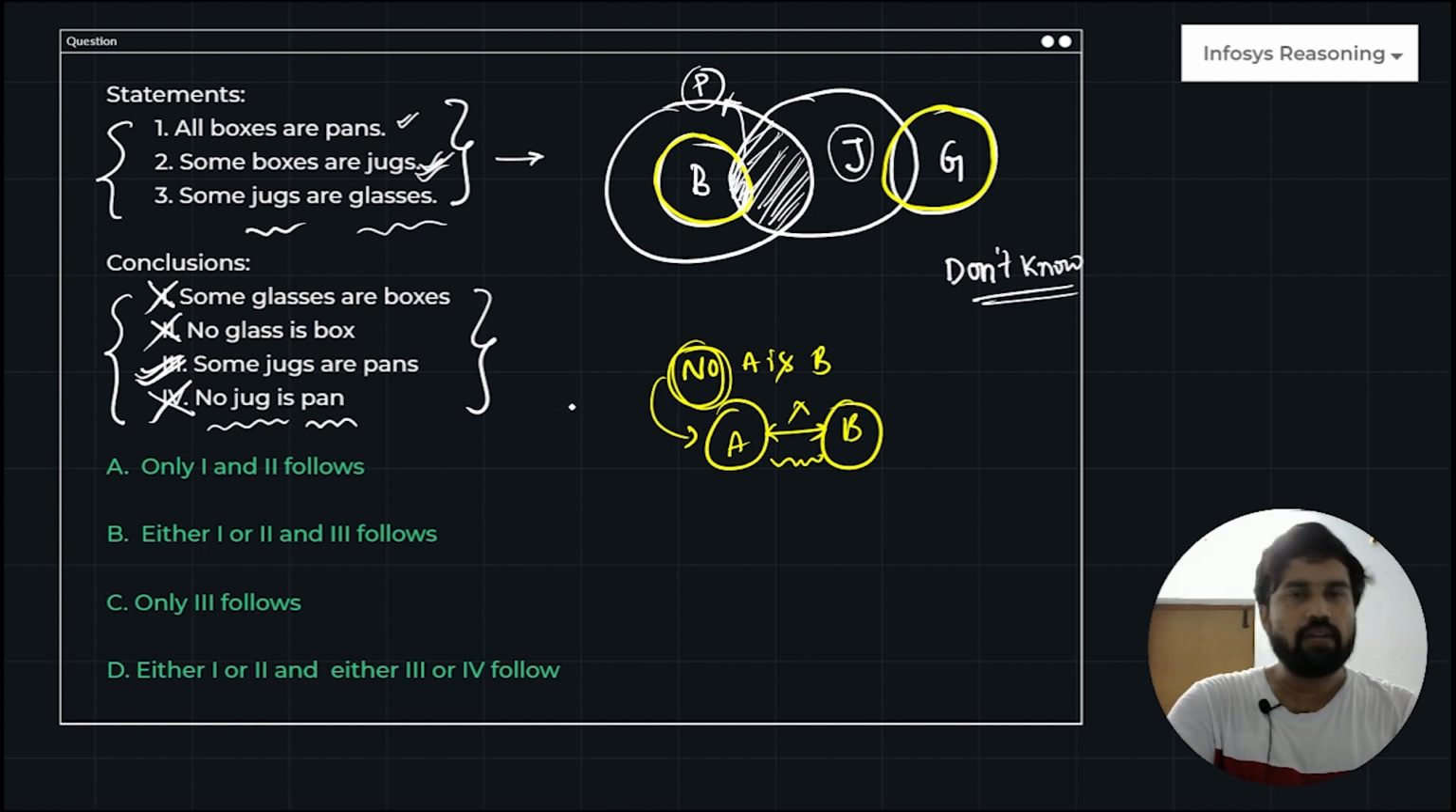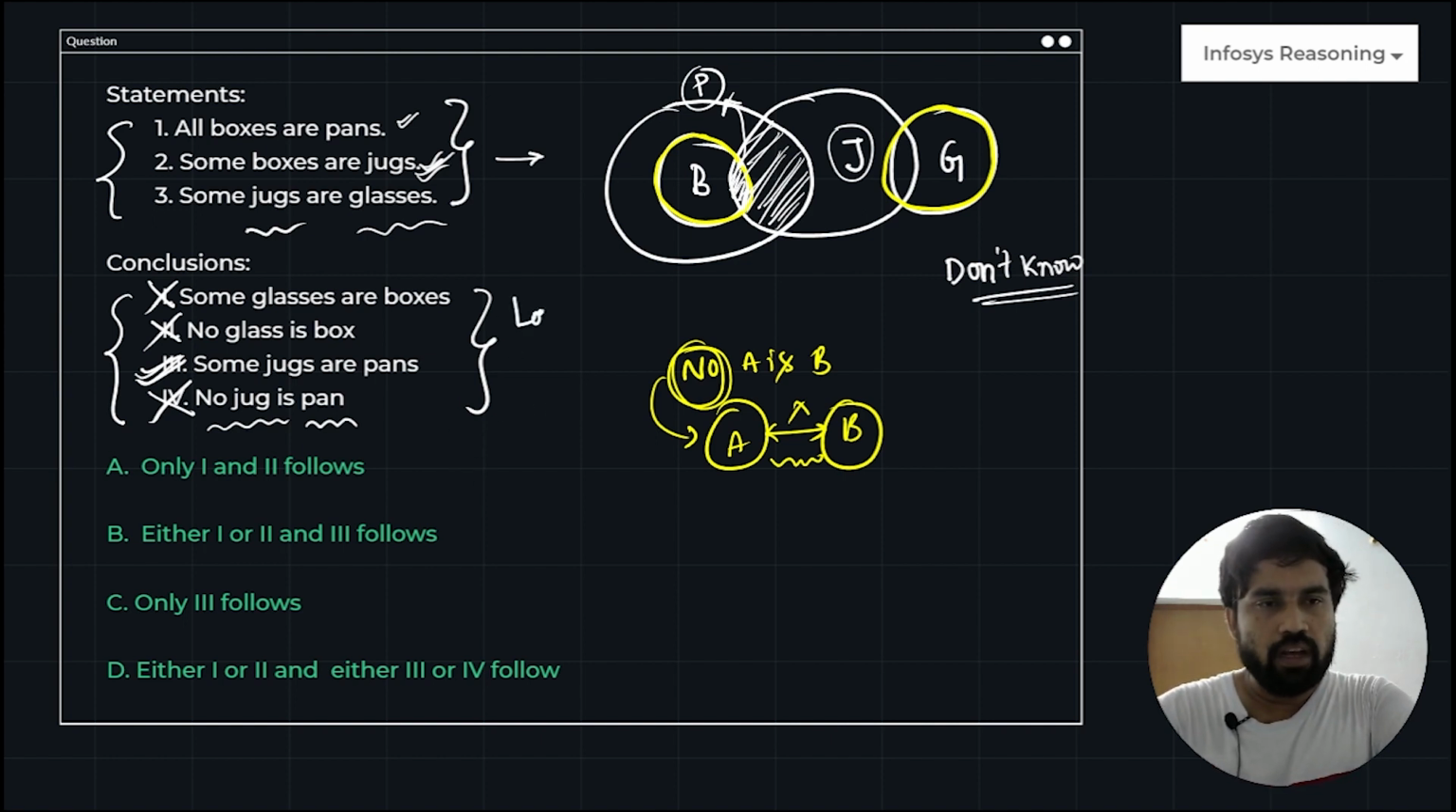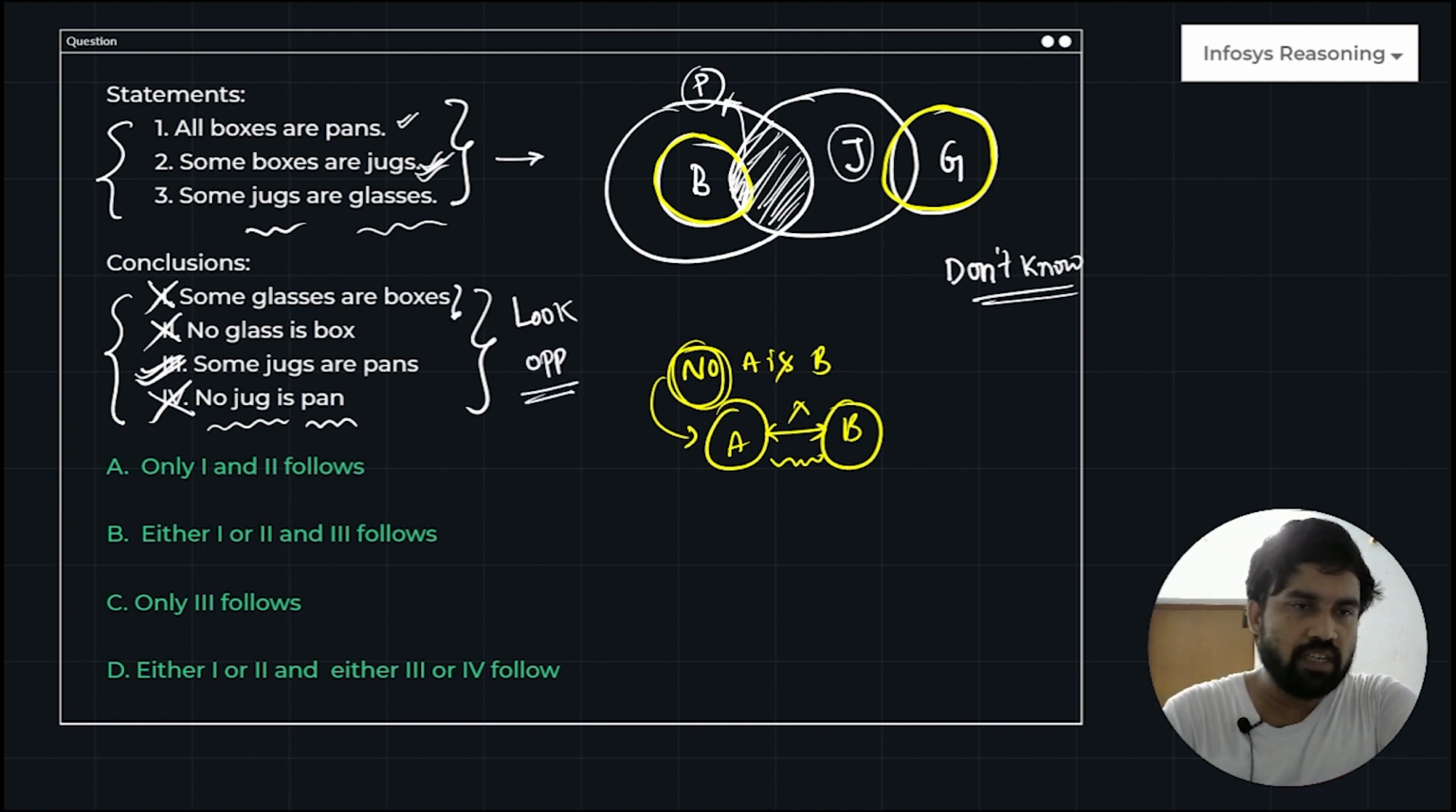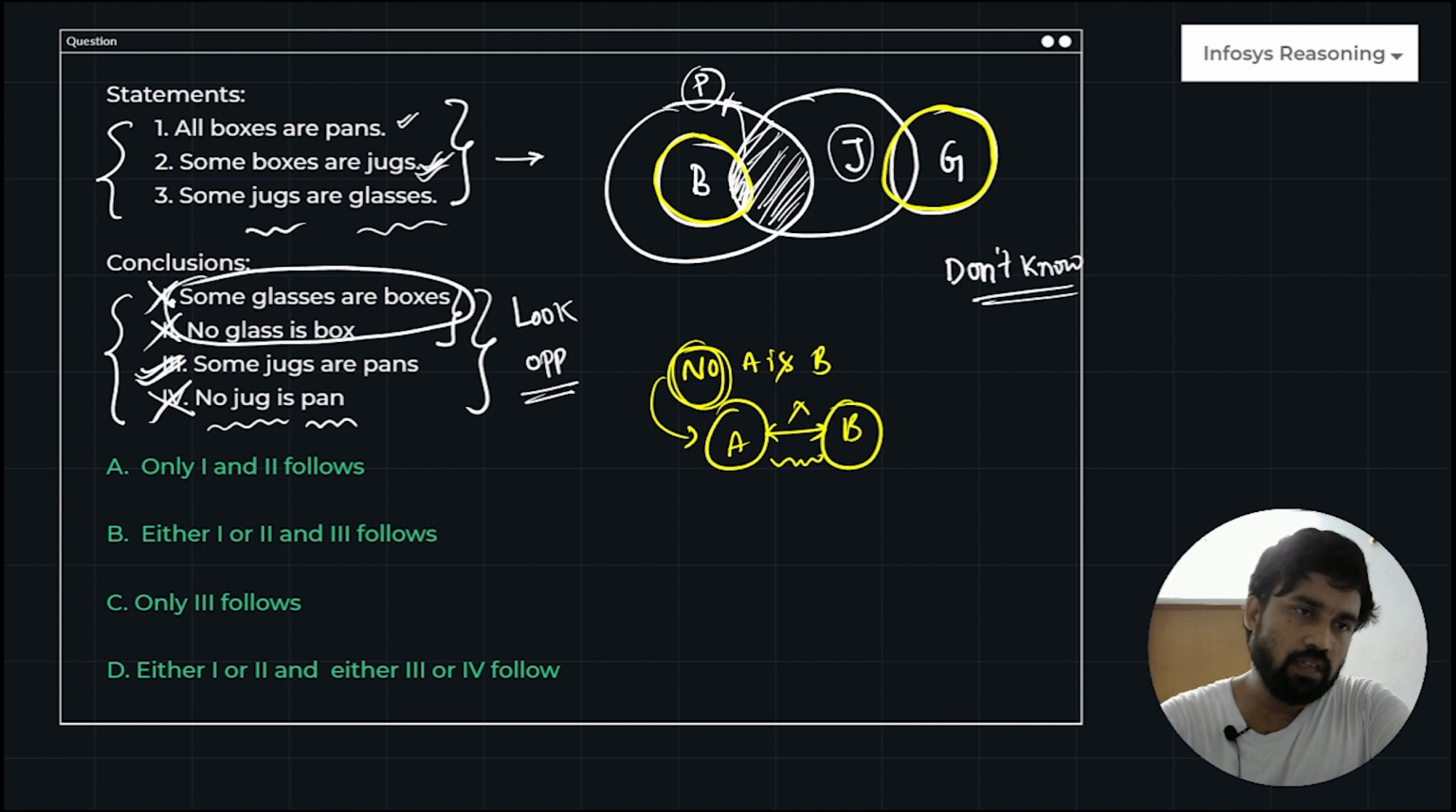But after completion of these types of problems, I'll always suggest to students that just look for opposite statements. Just look at the first statement and second statement. Some glasses are boxes. So statement one is saying there is some relationship between those two sets. And the second statement is saying that no glass is box. So there is no relation between them. So can I say these two statements are opposite statements? If the relation is there, some will be there. If the relation is not there, no will be there.